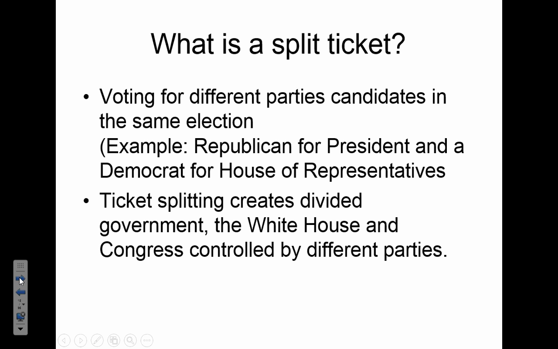So divided government in itself is probably best for the citizens as a whole. It's probably better for all of us. And it's very common. We have divided governments much of the time.